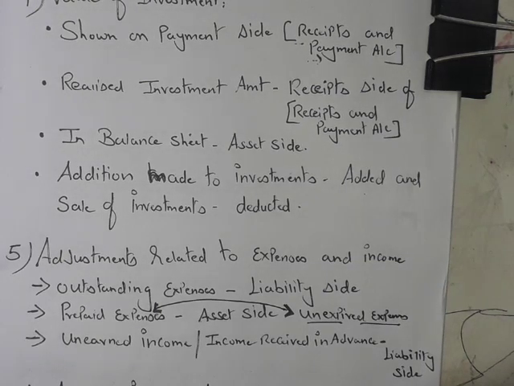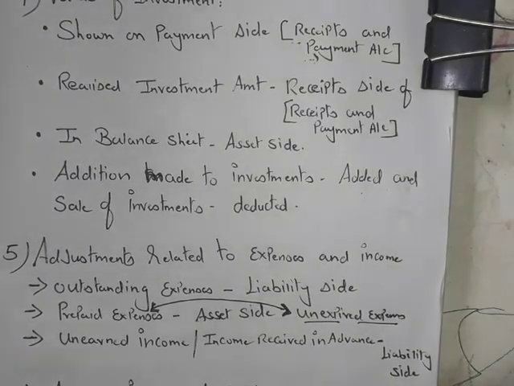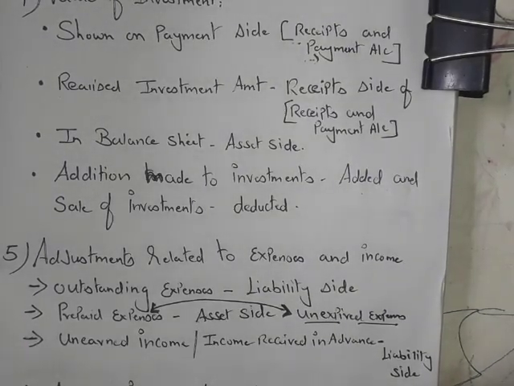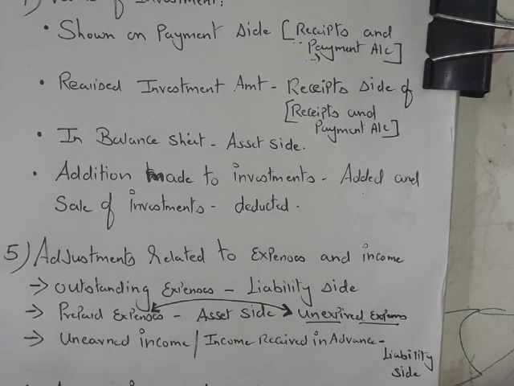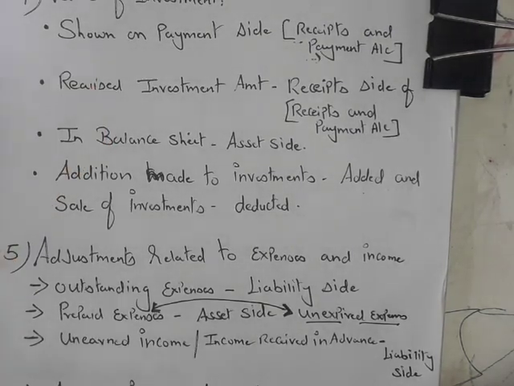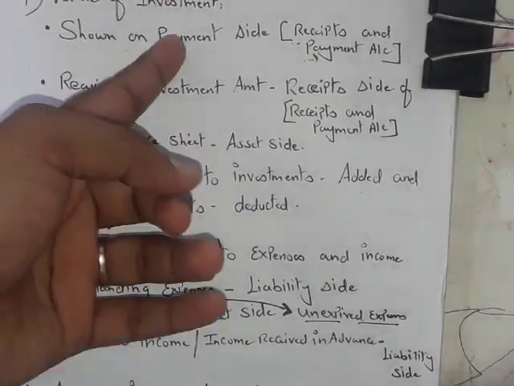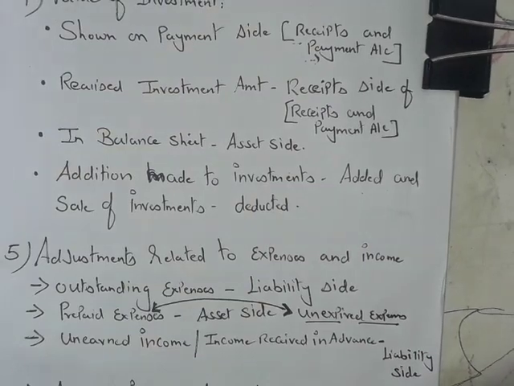in the balance sheet. So the investment will be shown on the payment side of a receipts and payment account, because when we decide to make an investment, we need to release the funds from our end, which means we need to make the payment. When we are deciding to make some investment, obviously without paying the money you can't invest. So there comes payment. So the investment will be shown on the payment side of a receipts and payment account.